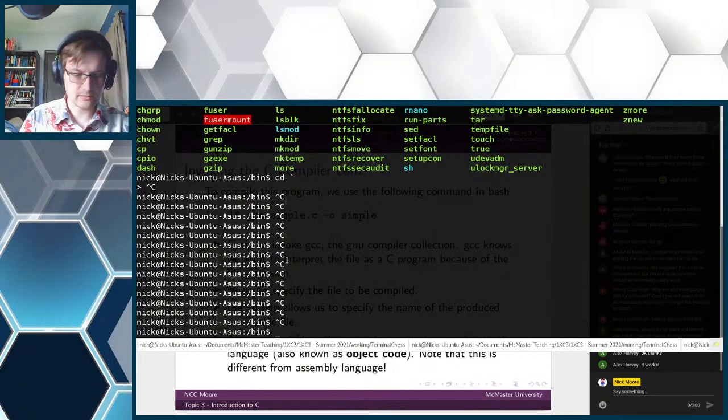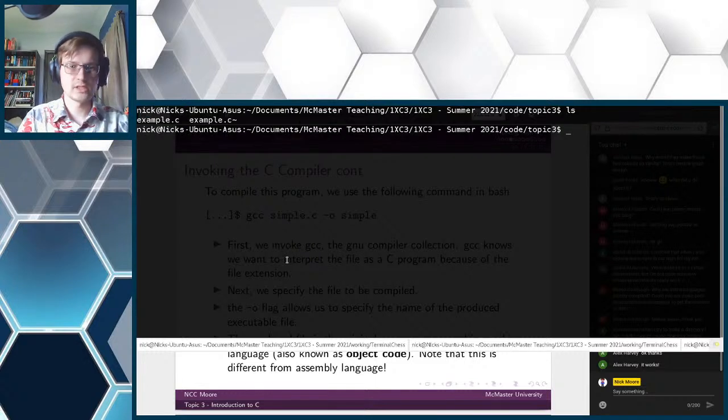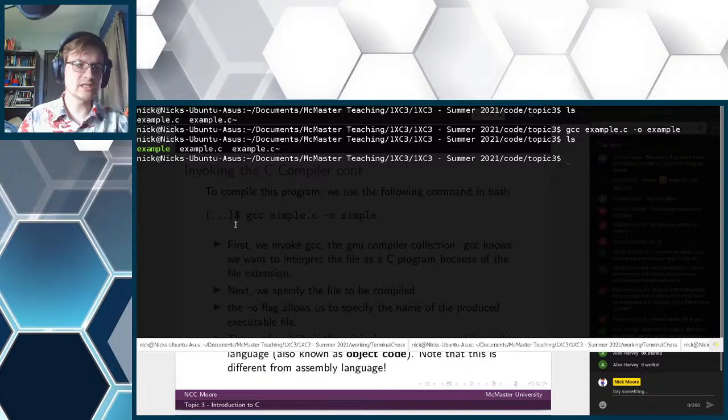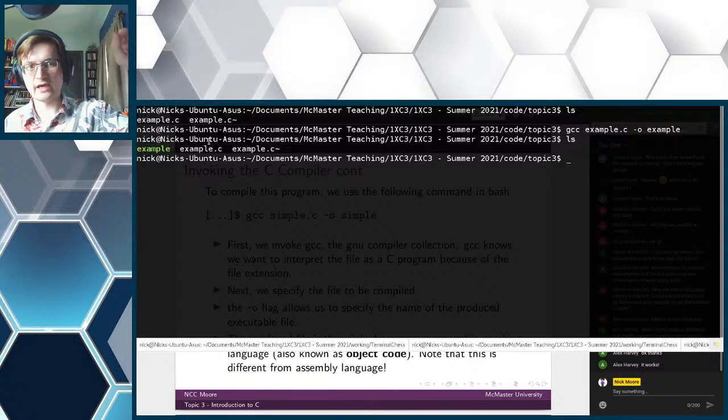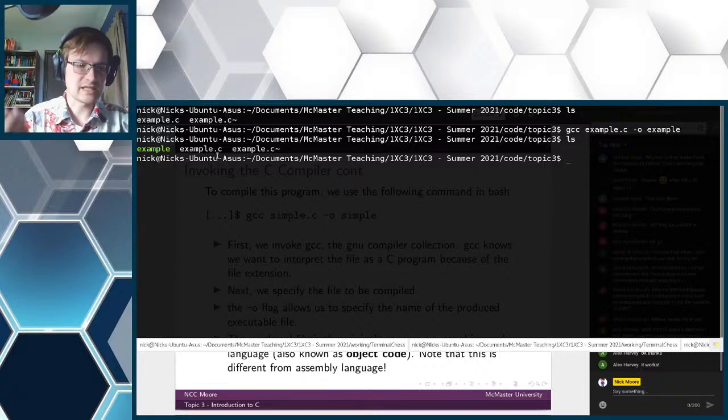So, where are we here? Yes, so let's compile this program. gcc example.c -o example. So you can see we have the example binary file. On my computer, binaries are in green text. Folders are blue, binaries are green. I think that's pretty much universal if you're using something in the Ubuntu family. So that means that we can execute it.